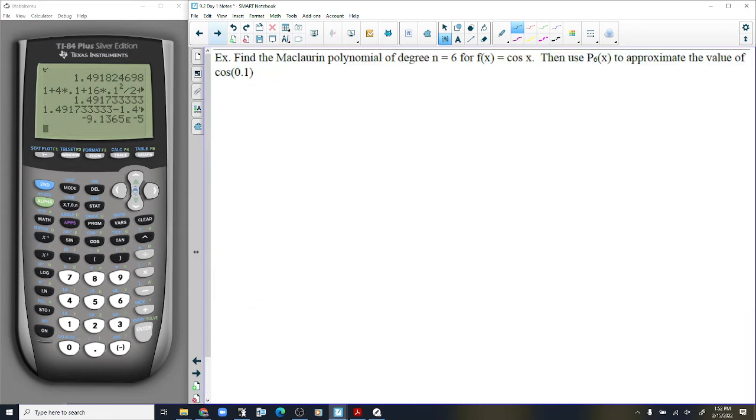Find the Maclaurin polynomial of degree n equals 6 for cosine. Then use p sub 6 of x to approximate the value of cosine. Go. Give that one a try.